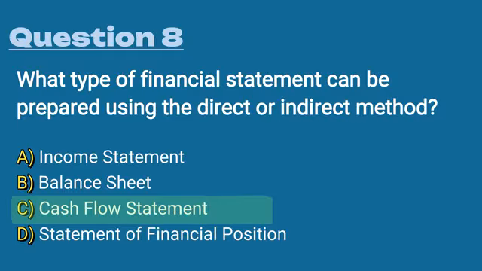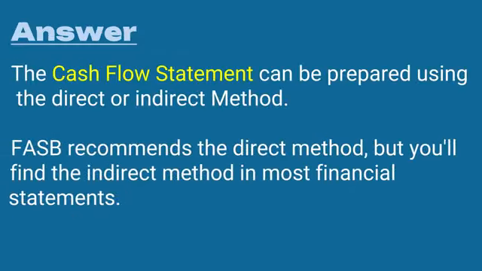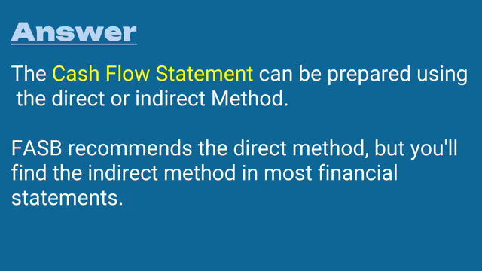The answer is C, cash flow statement. The cash flow statement can be prepared using the direct or indirect method. FASB recommends the direct method, but you'll find the indirect method in most financial statements.